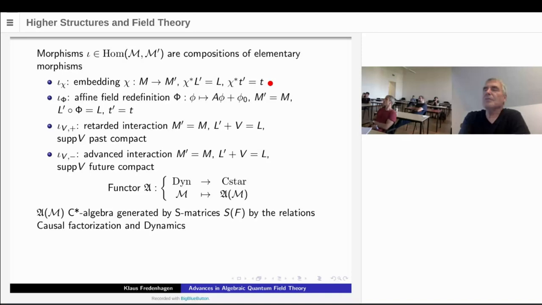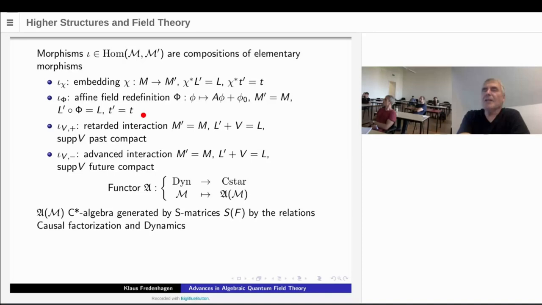Now we add three other kinds of arrows, namely one is the affine field redefinition, where we replace our field configuration phi by a linear map applied to phi. So A should be a matrix, so if phi is an n component field, A is just an n by n matrix, and you multiply it pointwise. And then you can add an additional smooth function phi naught. So this is an affine field redefinition. We choose the same manifold, M prime is equal to M. The Lagrangians should be related by this affine field redefinition, and the time orientations remain the same.